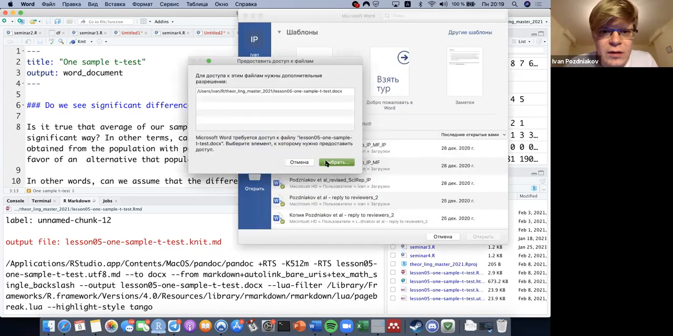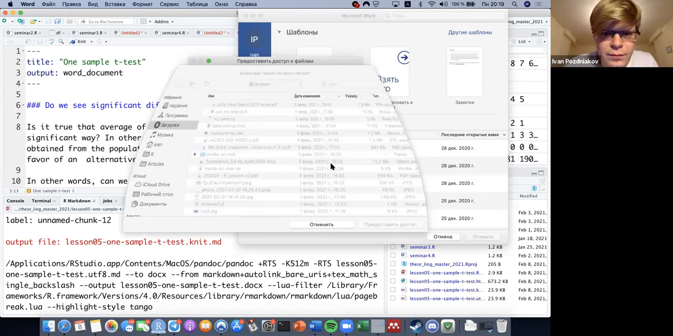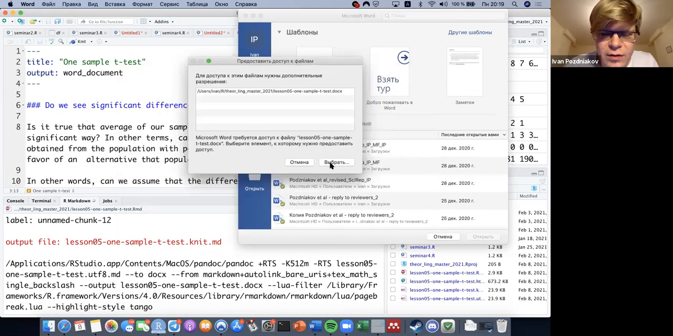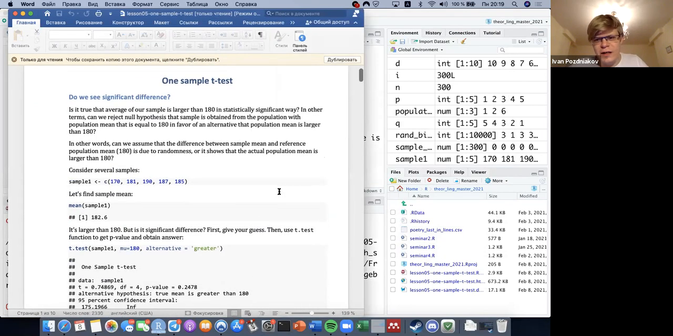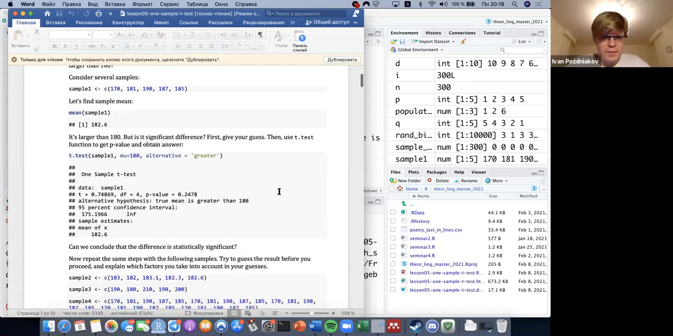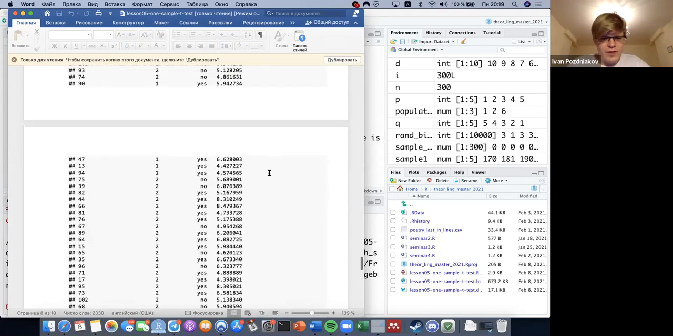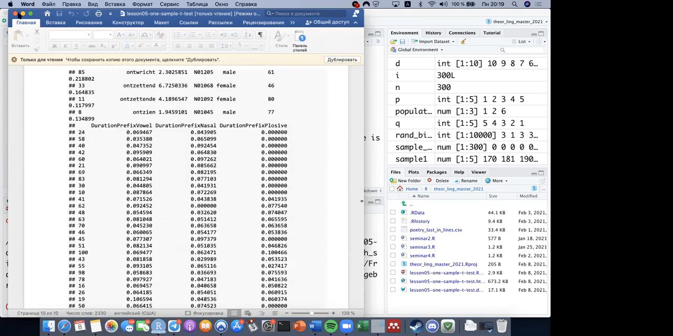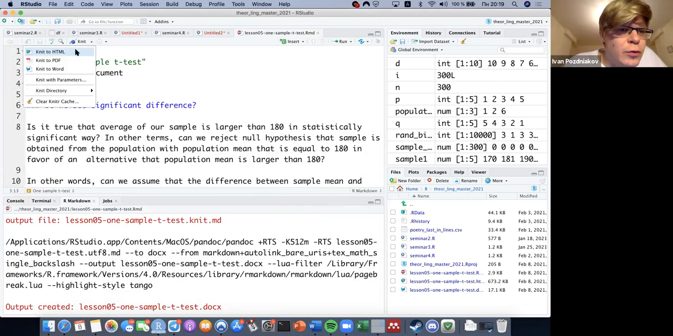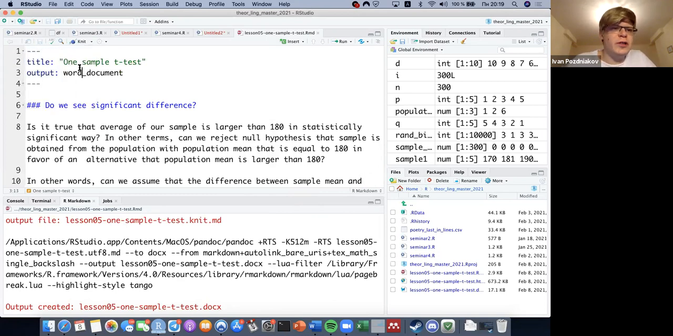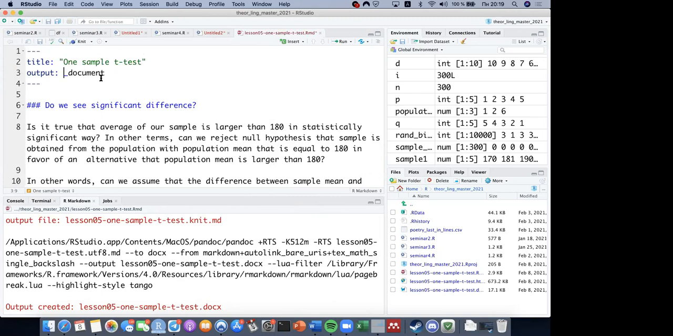So now, instead of an HTML document, we created a Word document. This is the result. You need to run this line to get a Word document. You can just switch between HTML, PDF and Word, or you can change here what you want: instead of an HTML document, you want a Word document or a PDF document.